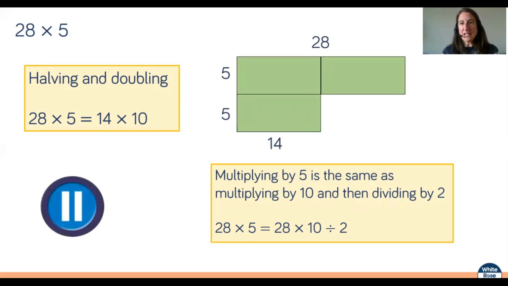So you might want to pause the video now and just think about how you could perhaps use that diagram to support the justification of both of those mental strategies.